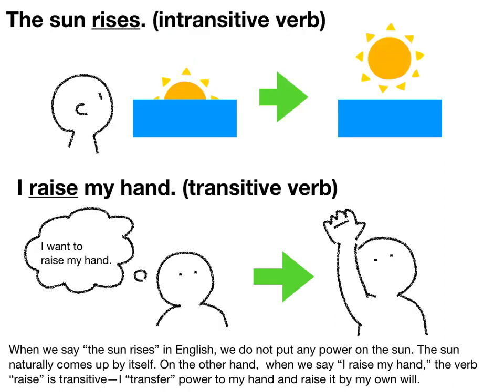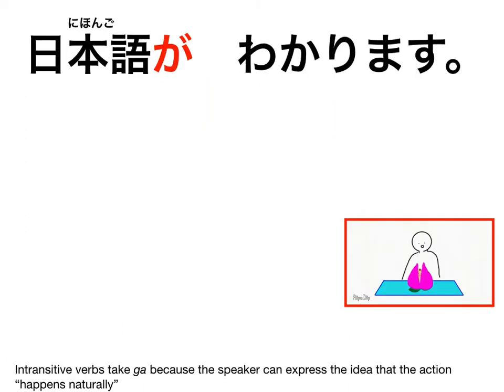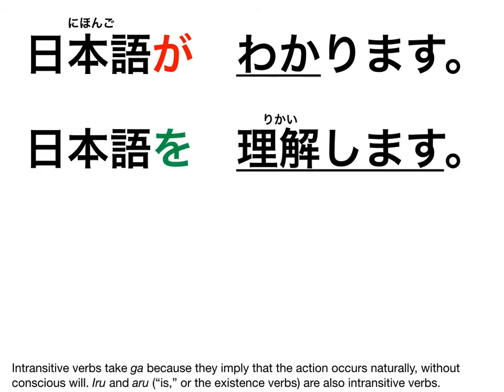When you say the sun rises in English, we do not put any power on the sun. The sun naturally comes up by itself. On the other hand, when we say I raise my hand, the verb raise is transitive. I transfer power to my hand and raise it by my own will. Intransitive verbs take ga because they imply that action occurs naturally without conscious will. Iru and aru are also intransitive verbs.